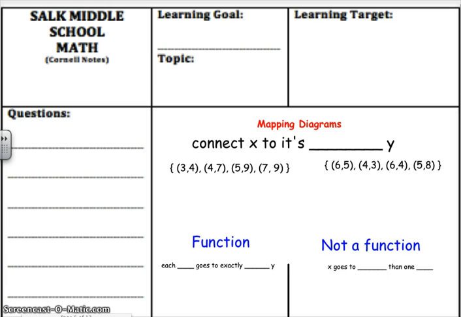Okay, then we bump it up a little bit. We bump it to what's called a mapping diagram. What we do with mapping, remember map is like connecting cities and states. It's the same thing for functions. You connect x and y's. So you connect x to its corresponding y.